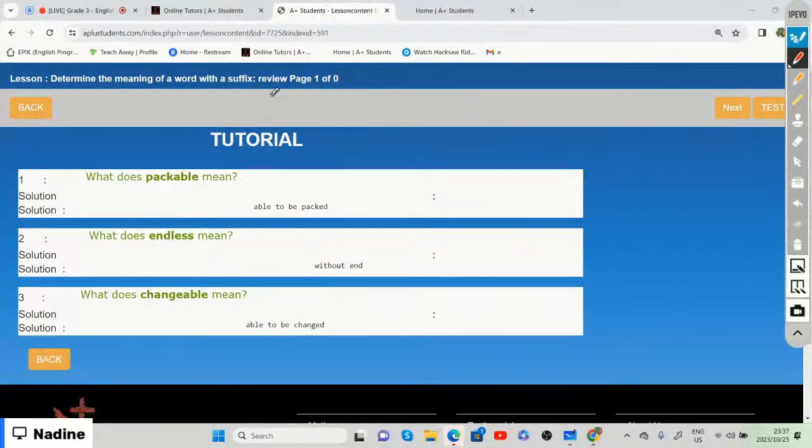So if we look at the word packable, it's where you are packing something. Which means that packable is where you are able to pack something, or it's able to be packed. So you can pack this away, you can pack that away, it is able to be packed. So that is packable.